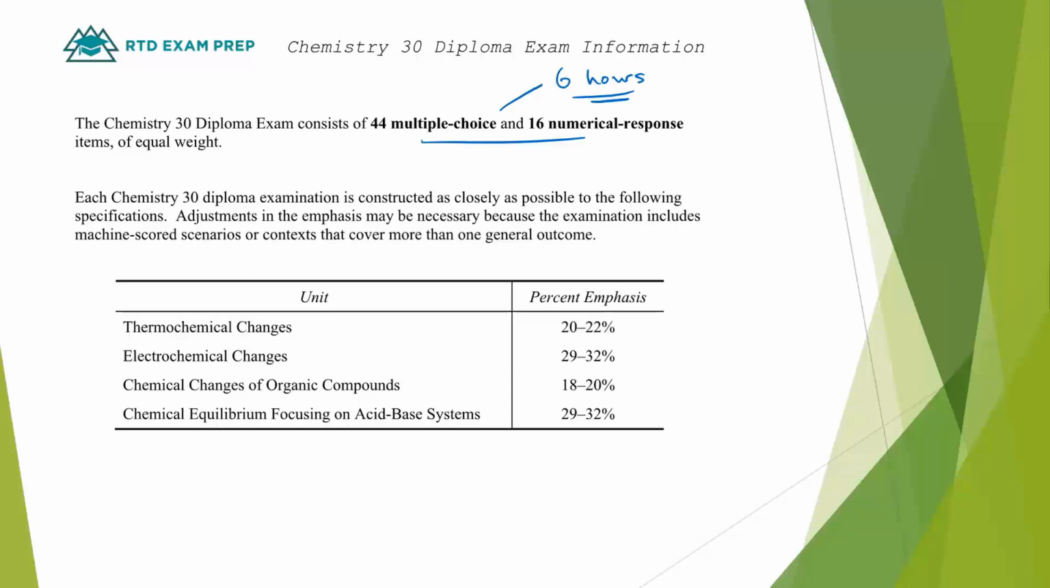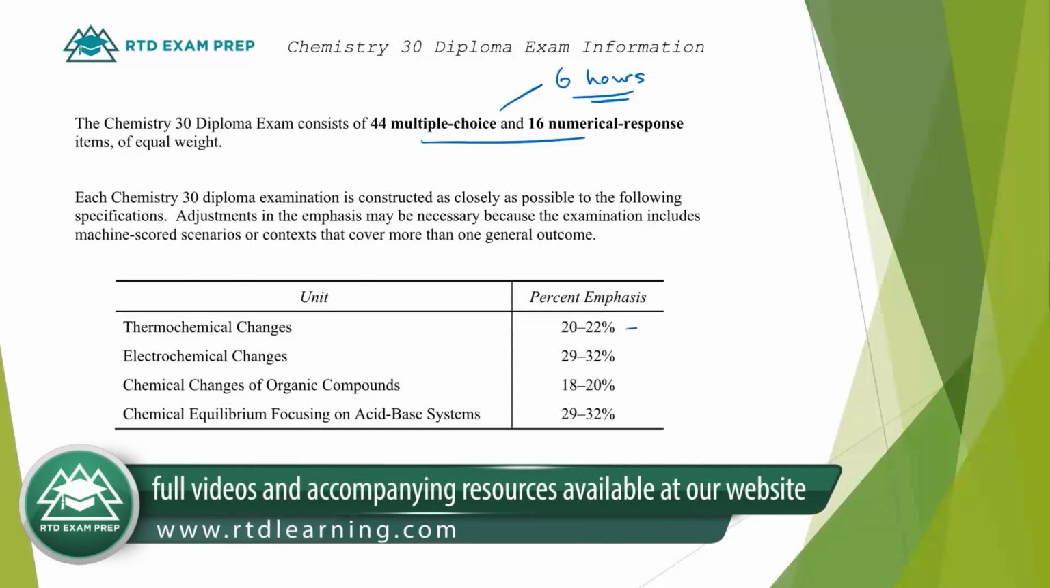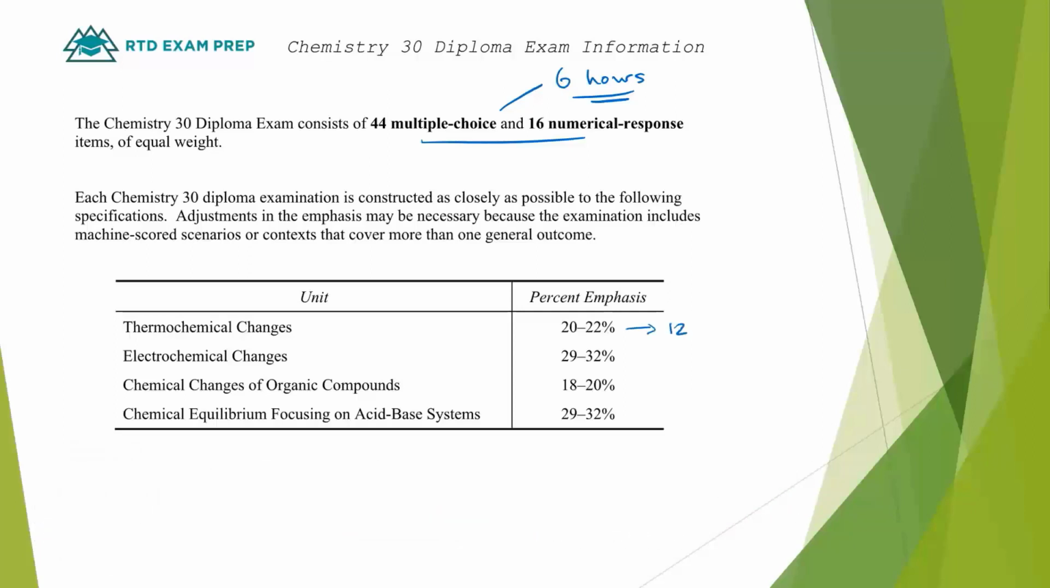Now, this class consists of 4 different units. We have thermochemistry, and on the exam, this is going to be between 12 and 13 questions. Electrochemistry, which can be between 17 and 19 questions. Organic chemistry, which is between 11 and 12 questions. And another big unit, just like electrochemistry, chemical equilibrium along with acid-base. This is another one where you can expect between 17 and 19 questions.